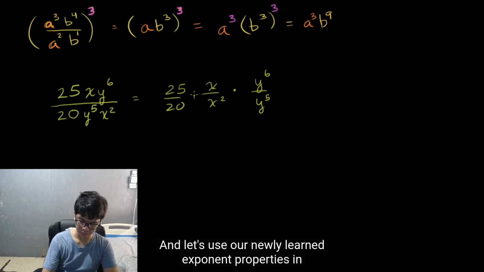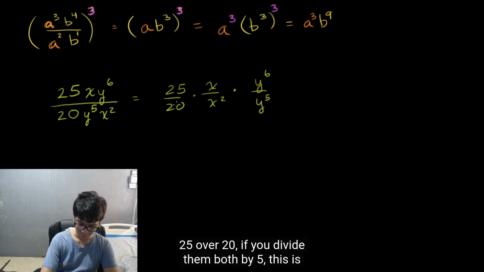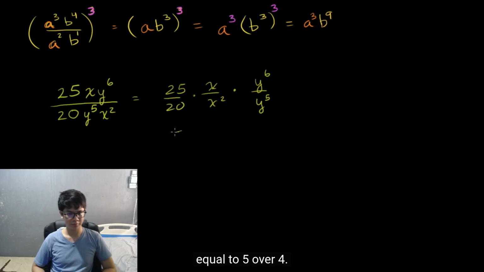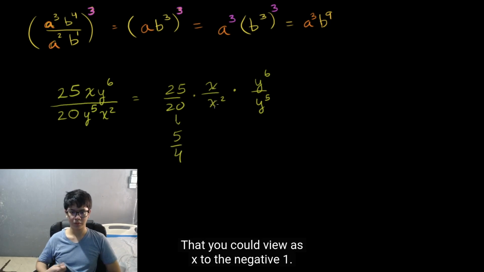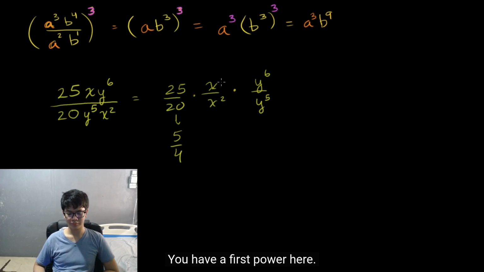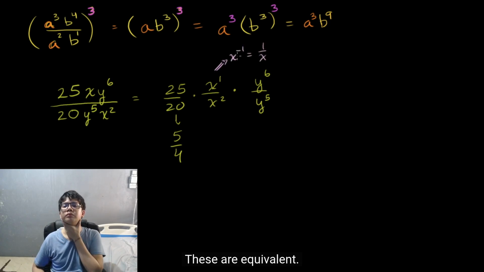And let's use our newly learned exponent properties and actually just simplifying fractions. 25 over 20, if you divide them both by 5, you're going to get 5 over 4. X divided by x squared, well, there's two ways you could think about it. You could view that as x to the negative 1. You have a first power here. 1 minus 2 is negative 1. So this right here is equal to x to the negative 1 power, or it could also be equal to 1 over x. These are equivalent.